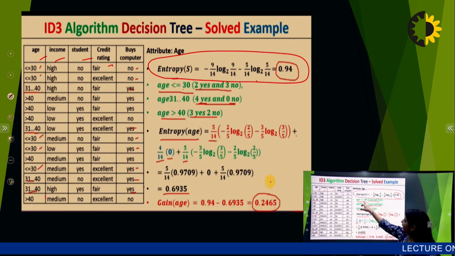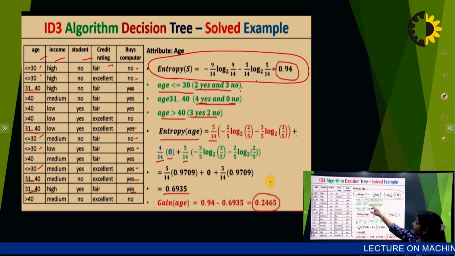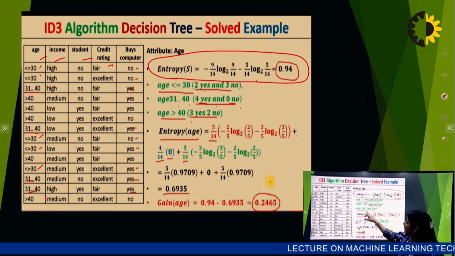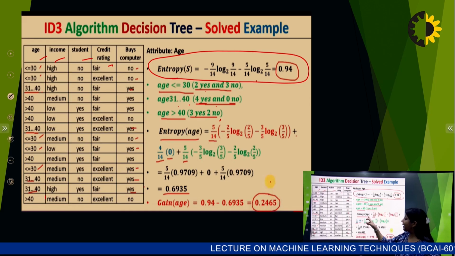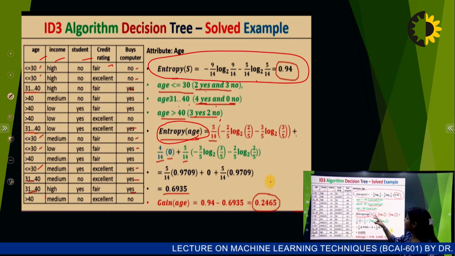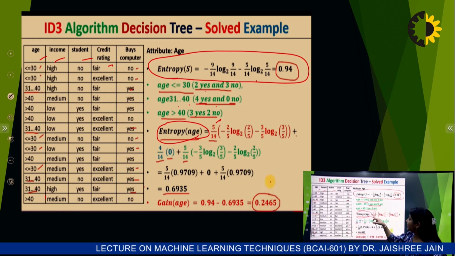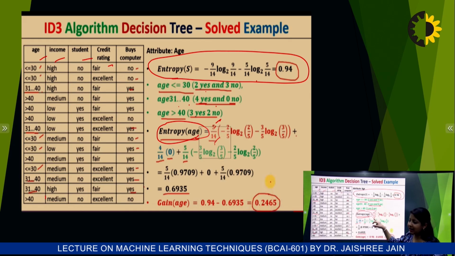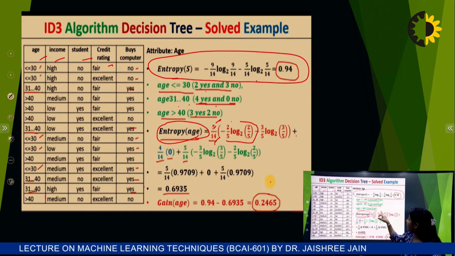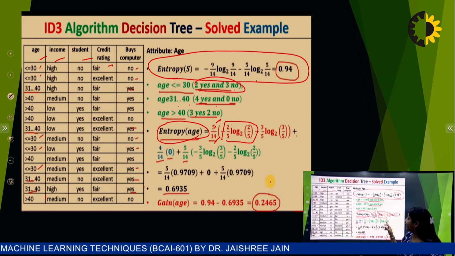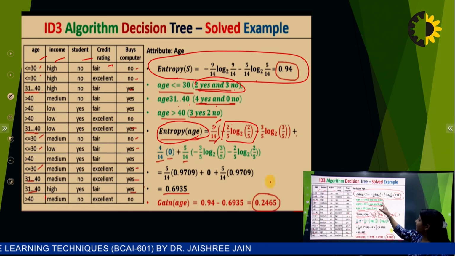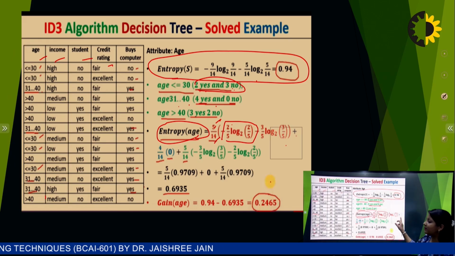In less than 30 we have 2 yes, 3 no. In 31 to 40 we have 4 yes and 0 no, and in age greater than 40 we have 3 yes and 2 no. So we will calculate the entropy of the age attribute here. So total for the first is 5 by 14, so S_v upon S is 5 by 14. We are calculating the yes case times the entropy of this feature: minus 2 by 5 log 2 of 2 by 5, and here we have minus 3 by 5 log 2 of 3 by 5, plus next is this.